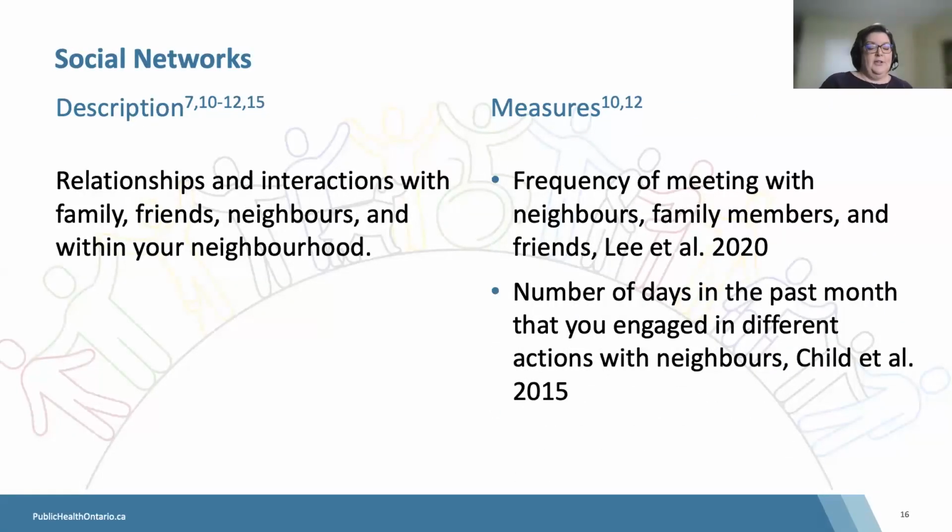So the next one is social networks, and here's where we start to get into those intertwined domains. So social support, remember, is when you feel like you have close relationships and people that you can rely on. Social networks are more about casual relationships and interactions with acquaintances and strangers. And you can think about that being on a continuum where the social networks are at one end, which is really about casual and being able to say hi and maybe have someone to collect your mail when you go on holidays.